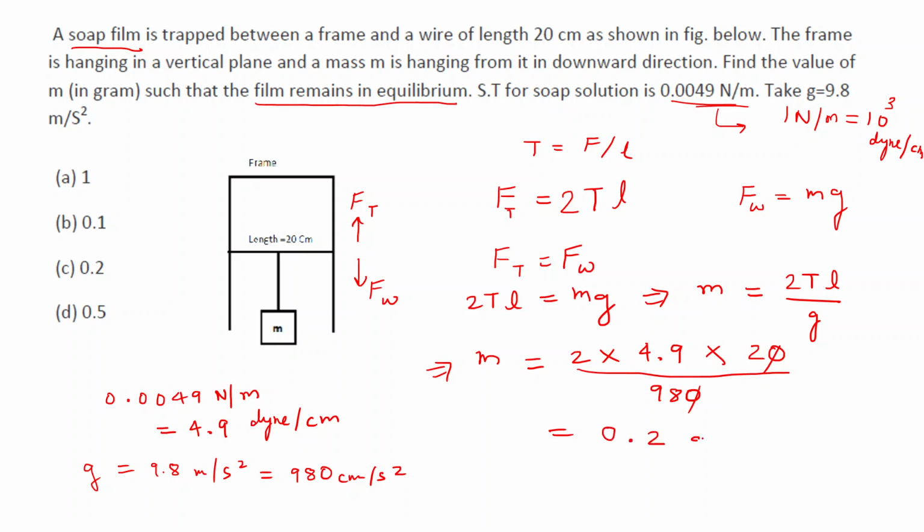Yeah, so this is the answer, that this should be the weight, sorry, the mass. 0.2, this is gram, this is not acceleration due to gravity, this is 0.2 gram. This should be the mass of this hanging body, so that the film remains in equilibrium. So the correct answer is this. I hope that is clear. If you have any doubt, you guys can unmute and ask. Otherwise, I will proceed.